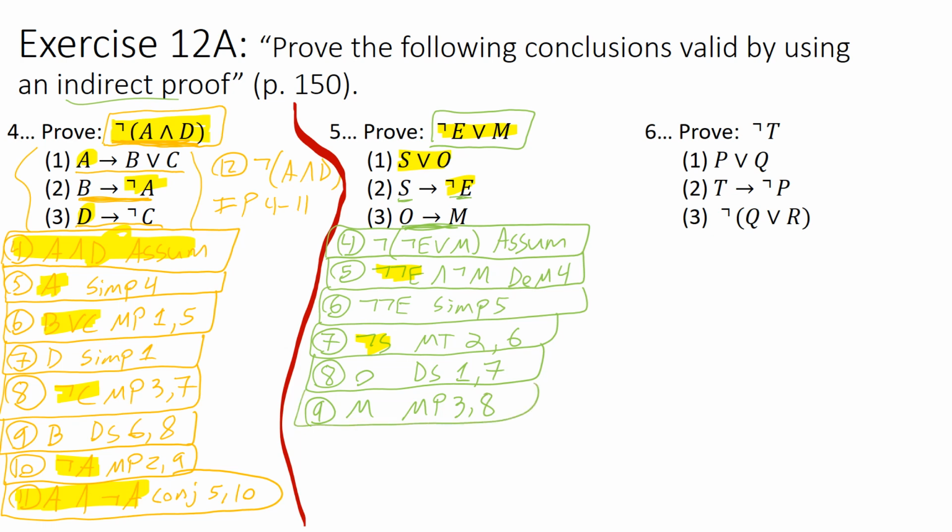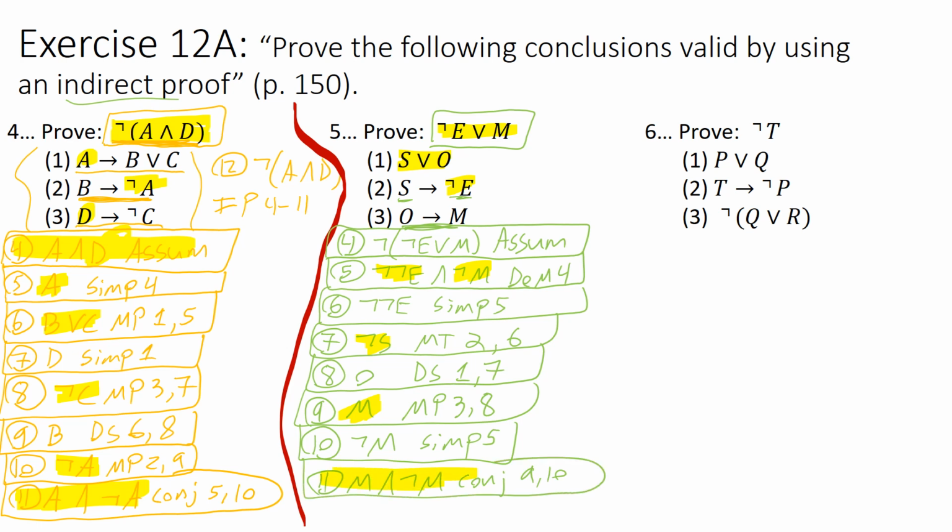And notice here we have M, line 9, and we have this not M on 5, so let's simplify. For 10, we'll get not M, simplification, 5, and then we'll combine. So for 11, M and not M, conjunction, 9, 10, and we have arrived at a contradiction explicitly based on this assumption. So it's a faulty assumption, we have to deny it.